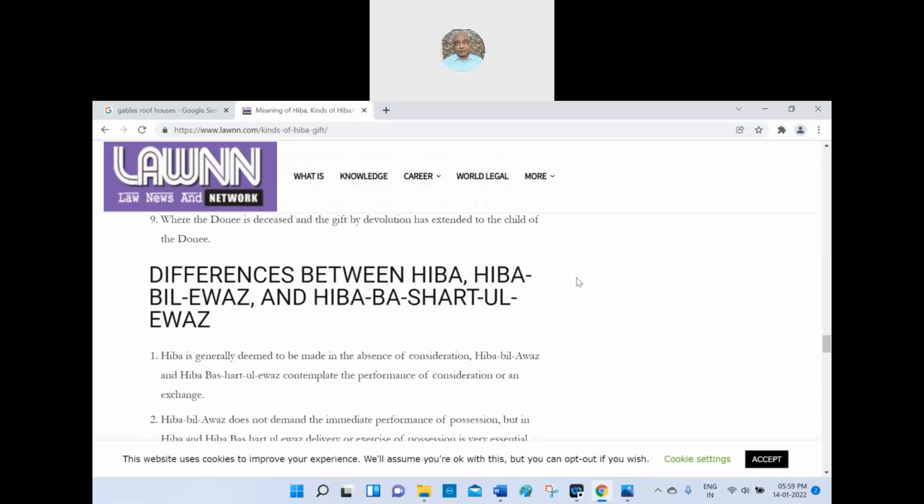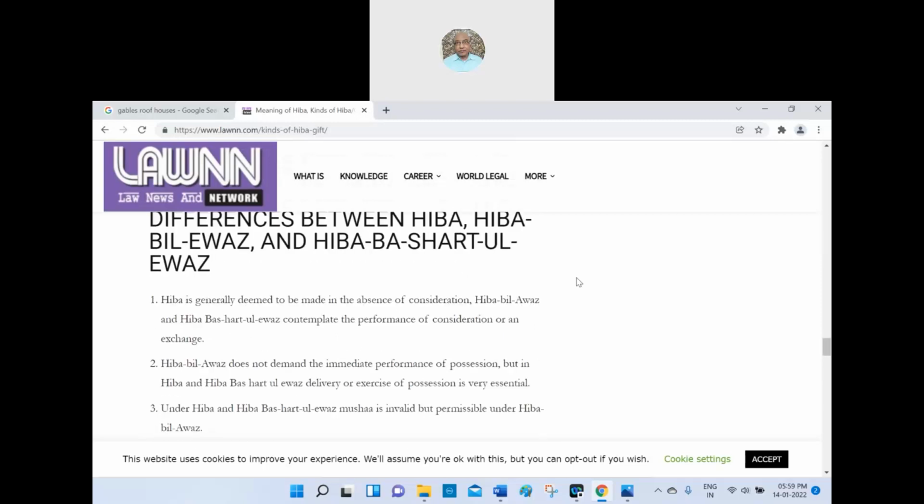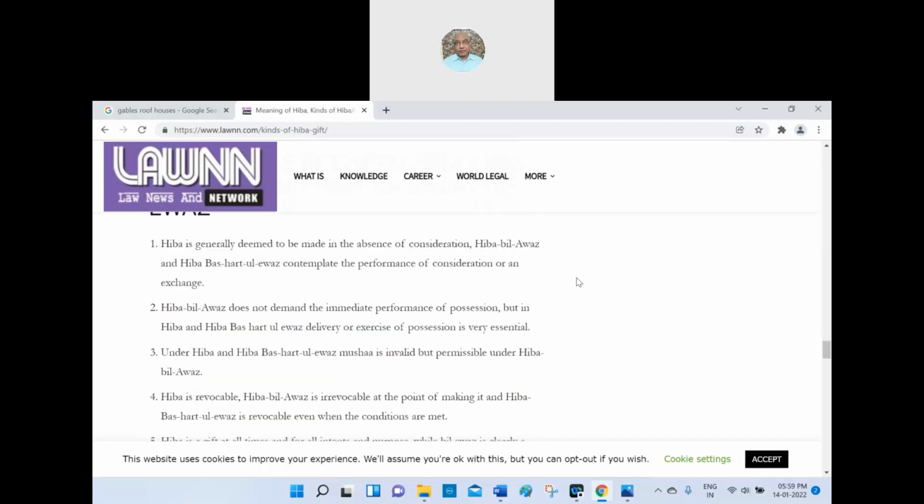So, the difference between the hiba and hiba-bil-ewaz, if you want, you can take a screenshot of this one. If not, you could just scroll and it will come there. Then you can easily read. When you can pause it, you can read it, then you can repeat it. When you repeat it, revise it again. When you revise it, you can remember it.